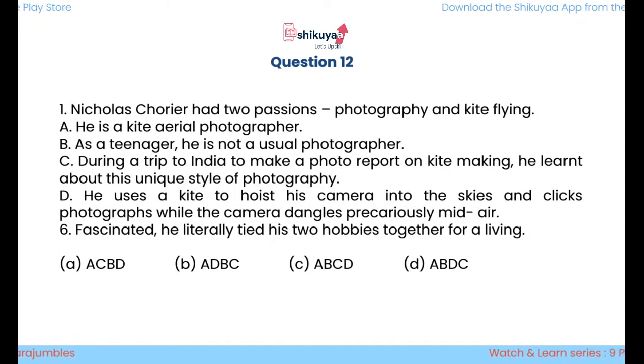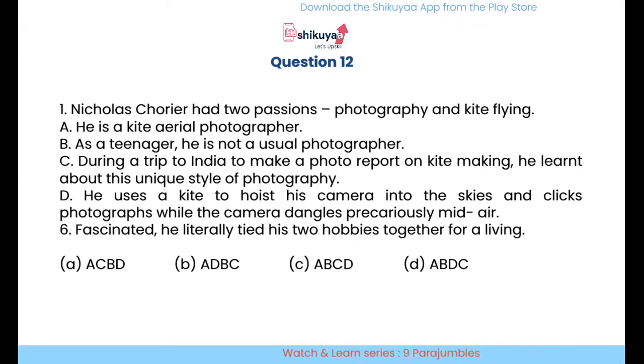Where is he using this kind of technique? How? Why? What is the reason to use this kite aerial photography style? A and D is the pair, and as a teenager he was not a usual photographer. What happened? As a teenager he was not a usual photographer, but a trip to India had made some changes, right? He adapted, or he learned this kind of unique style.